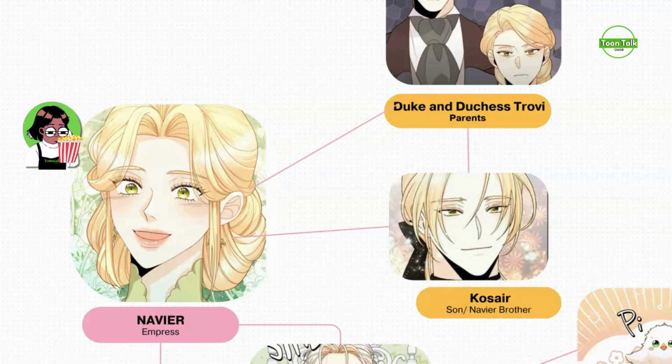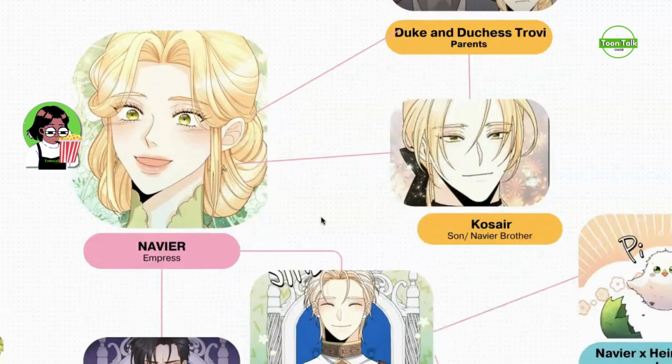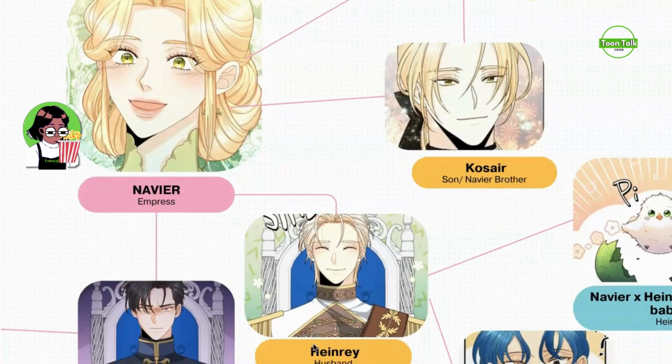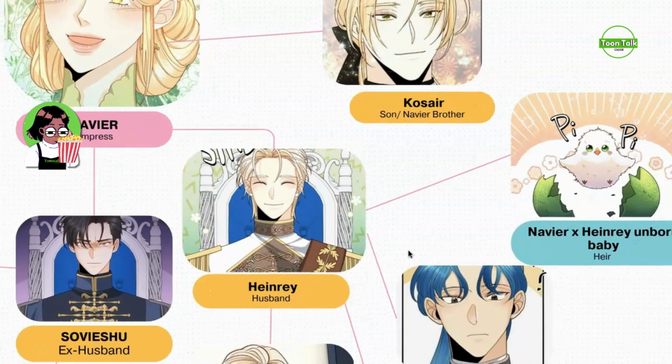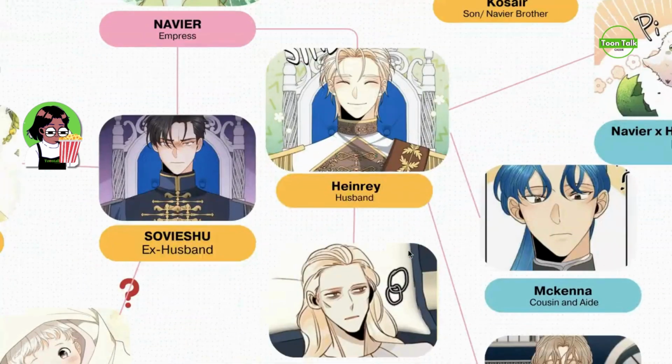There's drama involved with Kosar getting kicked out of his homeland because Rashta made up some lies about him, but nonetheless, he becomes really great with his brother-in-law, Henry. So now he's connected with Henry through his sister, Navier, marrying Henry. Now, don't worry about this right here. Oh, so that's that. All right.